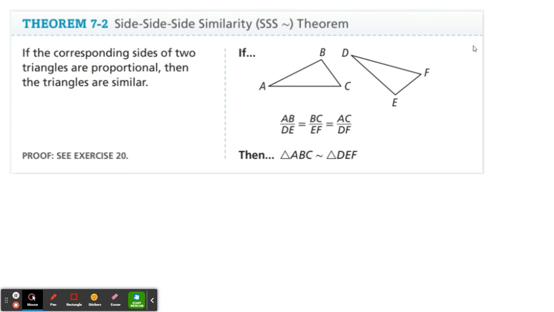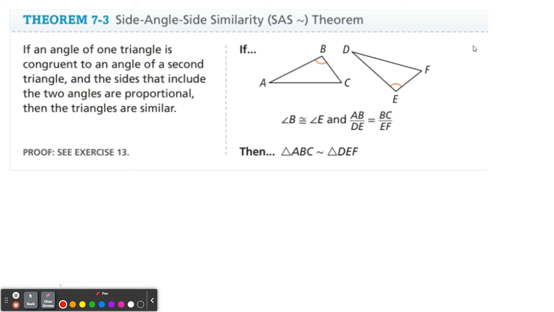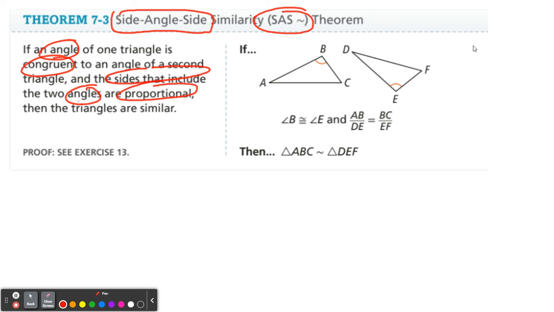Okay, last but not least, there's an angle side one as well. They do not make us walk through the proof of it, but here is what it says. It says for side angle side, which is SAS, if you have an angle of one triangle congruent to another, so one congruent angle, and then you have the sides that include that angle, the sides that include the angle are proportional, then the triangles are similar. So again, in this picture here, it'd be AB and DE, so side, angle B and angle E, angle, and then BC and EF, side. Side, angle, side.